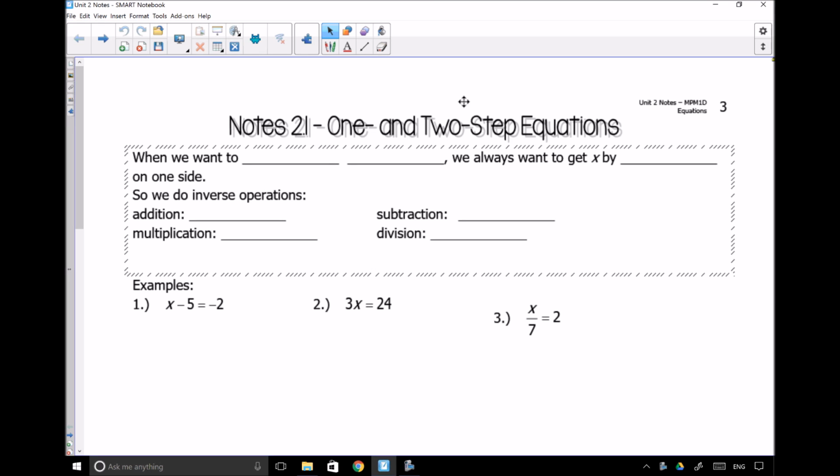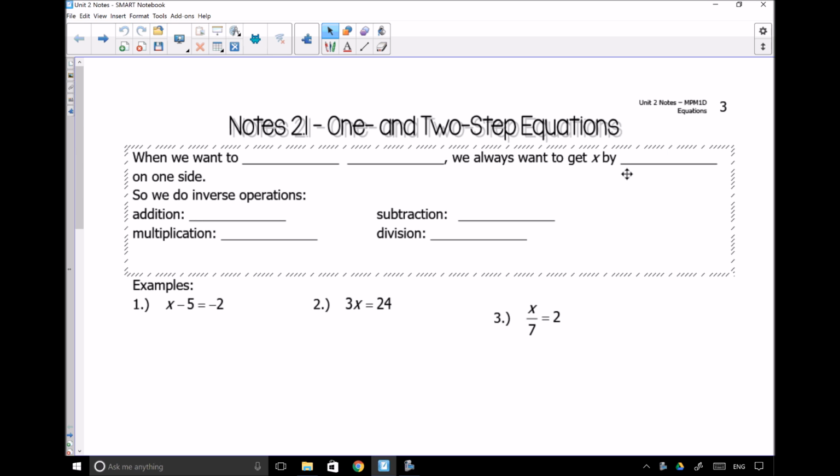Hi, ladies and gentlemen. We are looking at notes 2.1, one and two-step equations. If you could take a look at page 3 of your notes package, we are going to try to make sense of what is happening right here. So we're going to be talking about one and two-step equations.